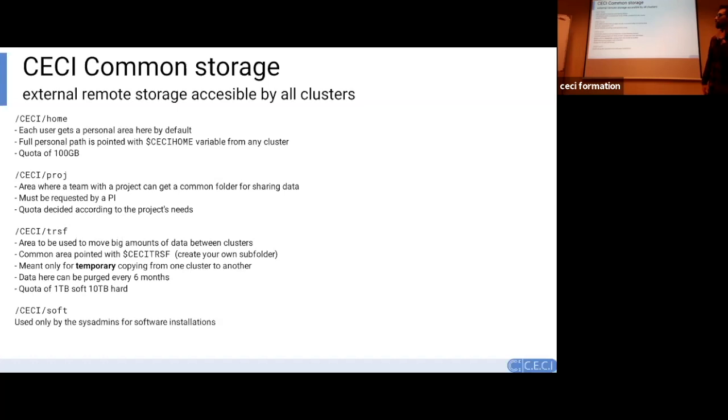So the idea is that I have a big amount of data in one cluster that I want to move to another, so I copy it there, and then I log into the other cluster and I pull it from there. So the path will be the same. This is for the common storage. The path is pointing to this remote storage. The path will always be exactly the same for many of the clusters. So that's the main idea of this. It's a temporary location for moving big amounts of data between the clusters.